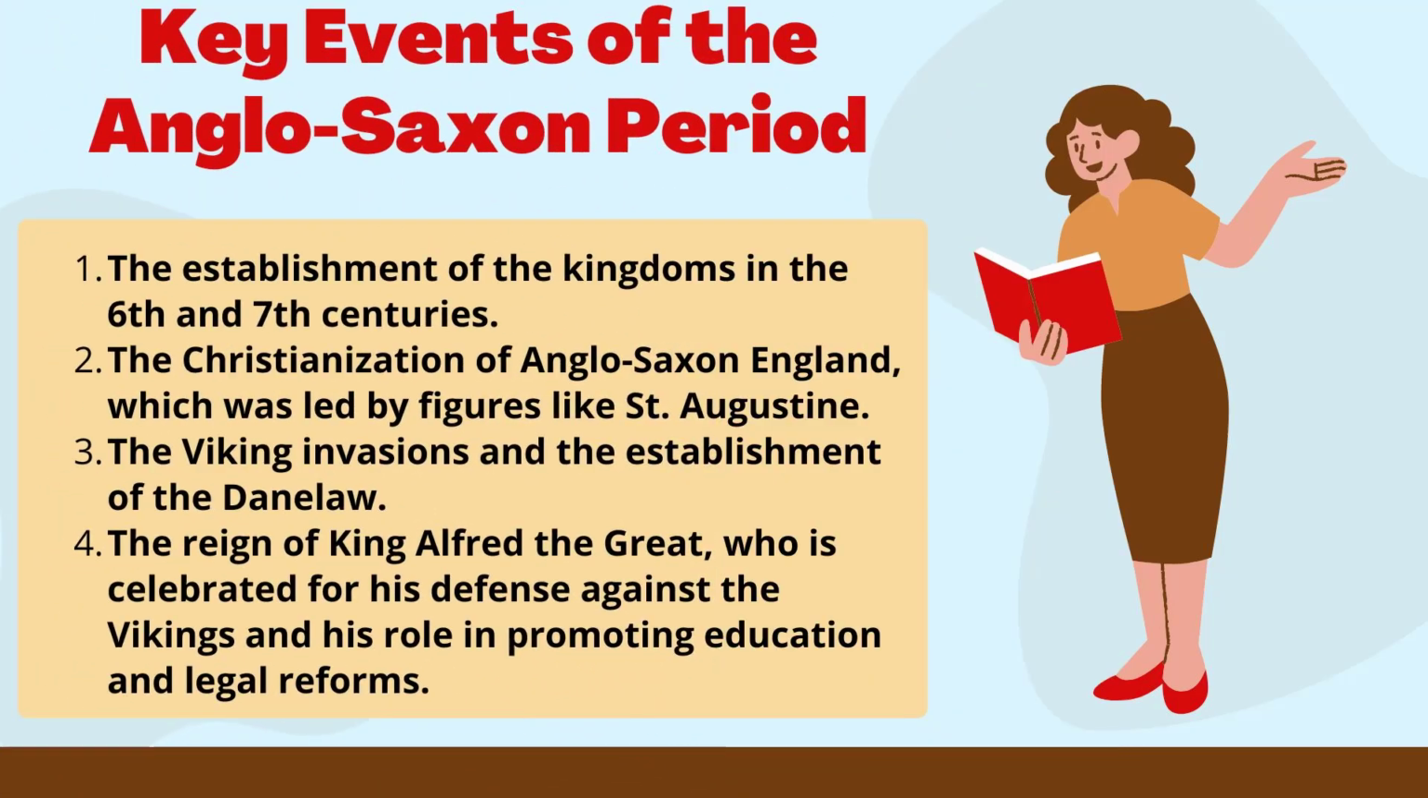The events of the Anglo-Saxon period. The Anglo-Saxon period is marked by several important events. Some of the most significant include the establishment of the kingdoms in the 6th and 7th centuries, the Christianization of Anglo-Saxon England, which was led by figures like St. Augustine, the Viking invasions, and the establishment of the Danelaw, and the reign of King Alfred the Great, who is celebrated for his defense against the Vikings and his role in promoting education and legal reforms.